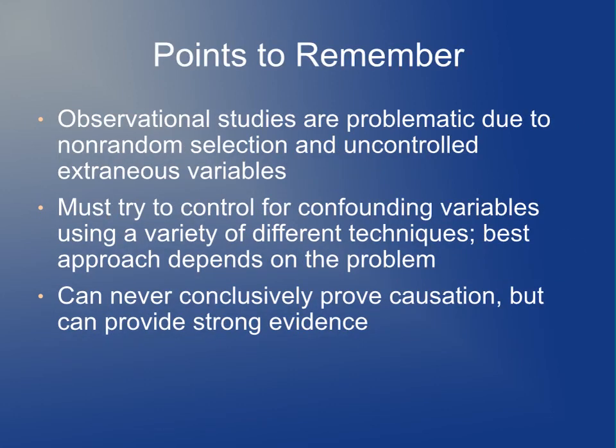So the things to remember for today's discussion is that observational studies are problematic due to non-random selection and uncontrolled confounding variables, and you have to try to control for confounding variables using a variety of different techniques, either statistical adjustment or doing some type of matched paired design or limited experimental manipulation. The best approach depends on the problem, and you can never conclusively prove causation, but you can provide strong evidence of causation using the Bradford Hill criteria.